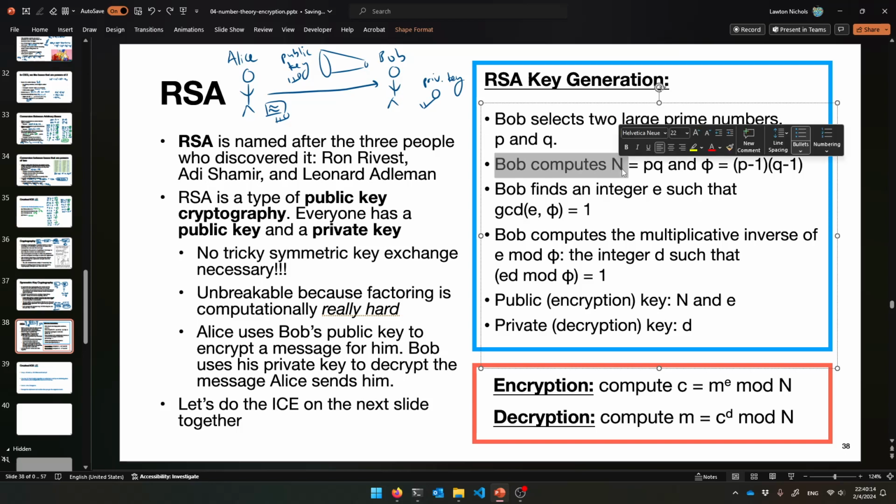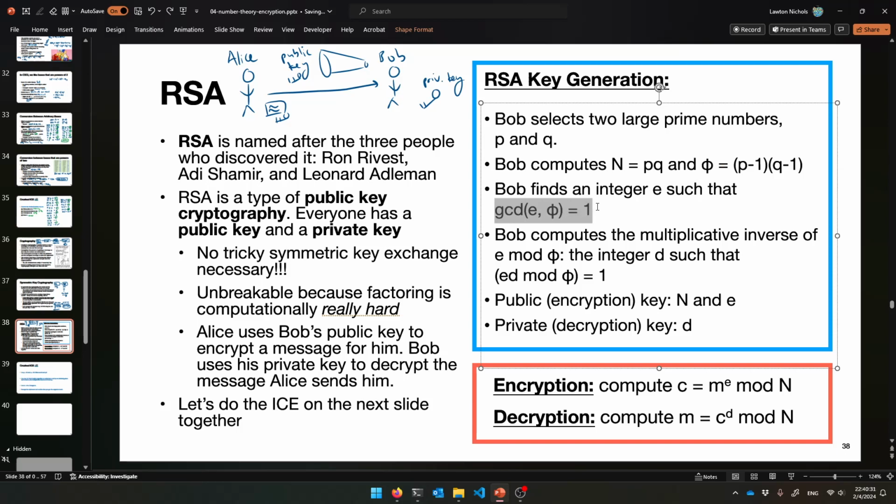So Bob computes a couple numbers. He computes n, which is p times q, those two numbers multiplied together, and then phi is equal to p minus 1 times q minus 1. Those numbers multiplied in different ways. And then Bob is going to find any integer, call it e, such that the GCD of e and phi is 1. So he's going to find a number that's relatively prime to phi. That's what it means to be relatively prime: the GCD with phi is 1.